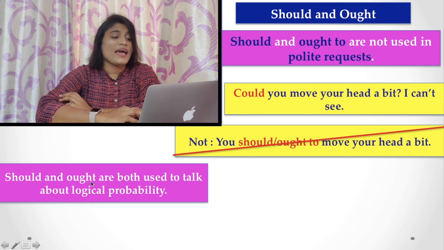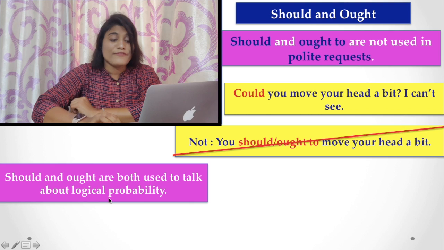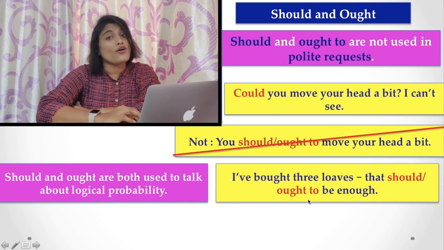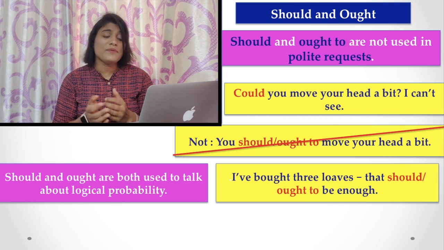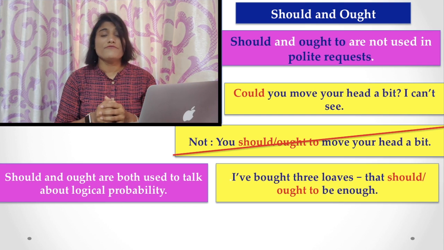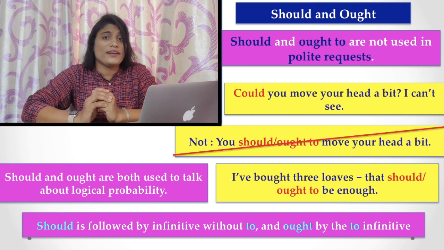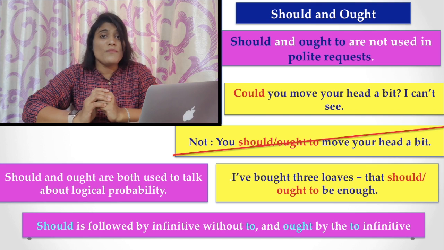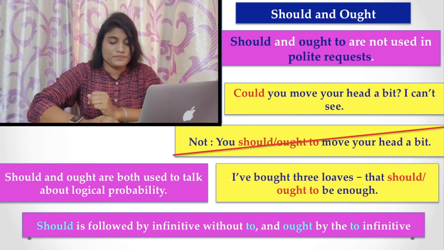And should and ought are both used to talk about logical probability. For example, I have bought 3 loaves, that should or ought to be enough. So when we are talking about logical probability, we use these two modal verbs. Another important and interesting point is that while using should, we do not use the preposition to before the infinitive, but ought is always followed by the preposition to.